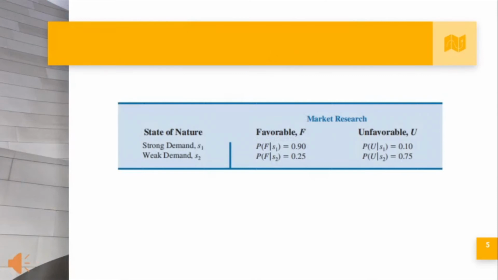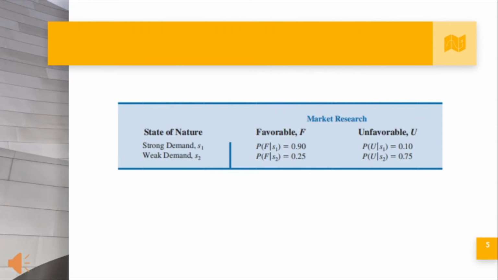To carry out the probability calculations, we will need conditional probabilities for all sample outcomes given all states of nature. That is, the probability of having a favorable market research report given that the state of nature is strong, the probability of having a favorable market research report given that the state of nature is weak, the probability of having an unfavorable market research report given that the state of nature is strong, and the probability of having an unfavorable market research report given that the state of nature is weak.